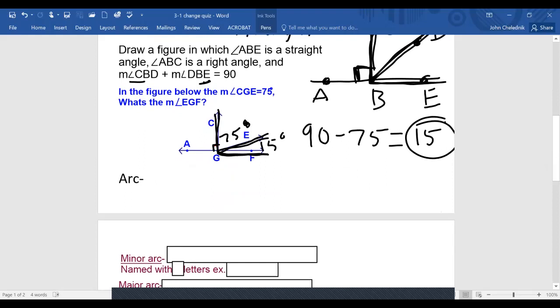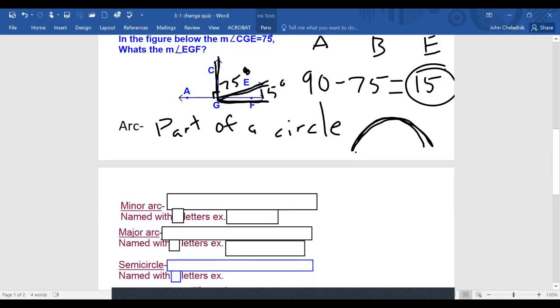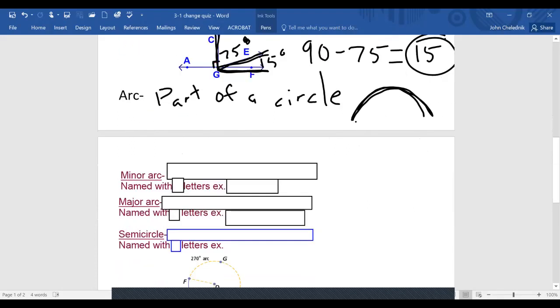Okay? An arc is a fancy word for a thing that looks like this. And that thing right there, that's part of a circle. So write part of a circle. That's what an arc is. Now, within the category of arcs, we have some different names for different types of arcs.